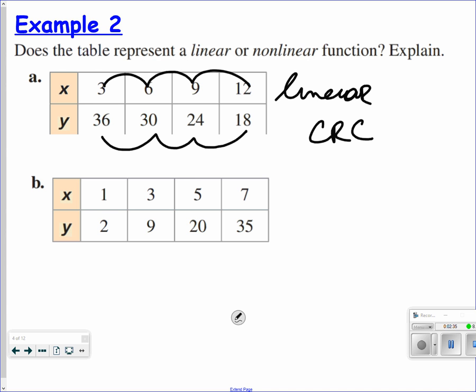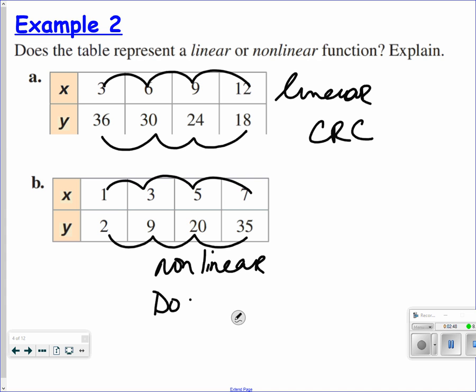The next one's going up by 2s. Up 7, up 11, up 15. So this is non-linear because it does not have a constant rate of change.